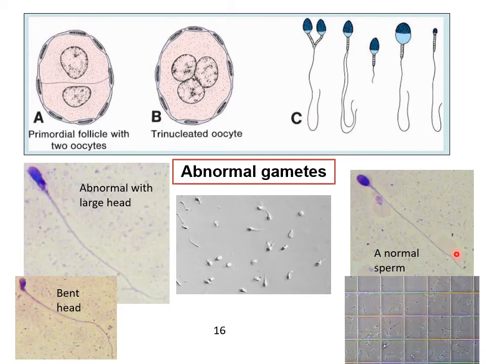So this is a normal sperm, and this is a grid. Under the microscope, if you put a slide underneath, it will divide the slide field into squares, and in each square you can count the number of sperm, and not only the number but also see their structure, because these abnormal sperm are incapable of fertilizing.